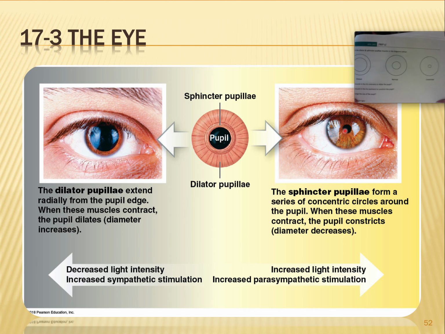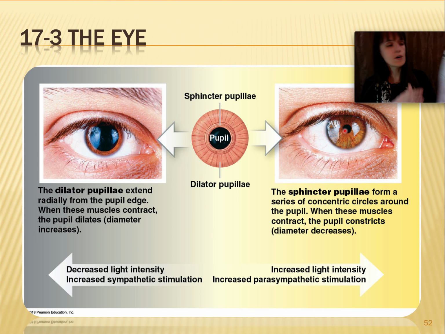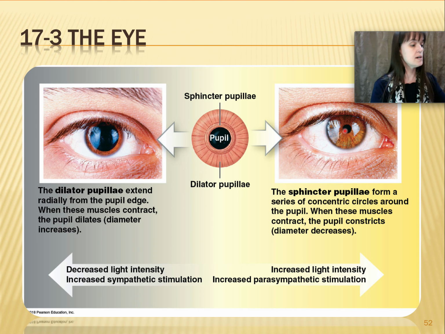And then we have these already for you to draw in the muscles. Draw in the dilator and sphincter pupillae muscles in the diagrams below. Which muscle in the iris contracts to dilate the pupil? The dilator. The pupillary dilator muscle. The dilator pupillae dilates. Which muscle in the iris contracts to constrict the pupil? The sphincter pupillae. Why change the size of the pupil?